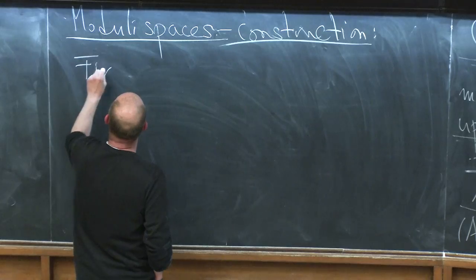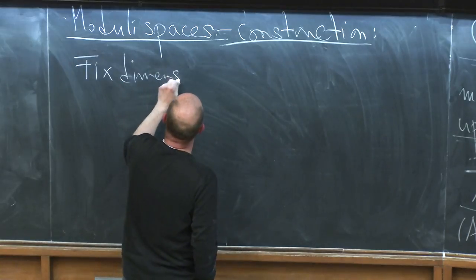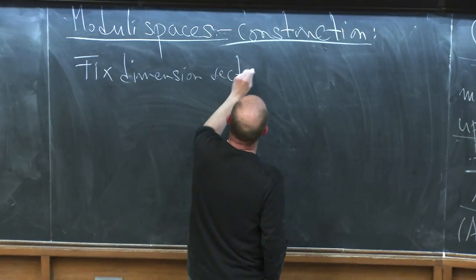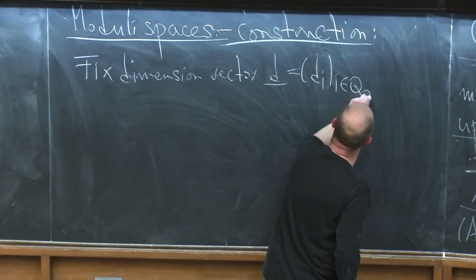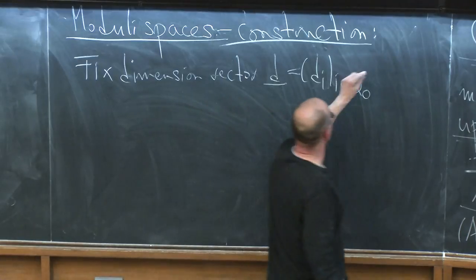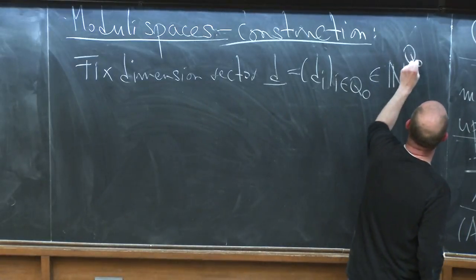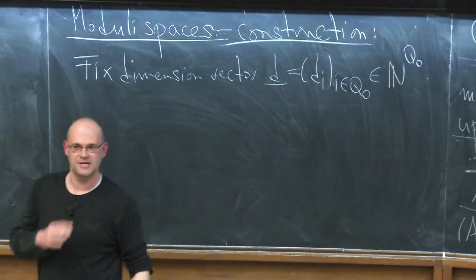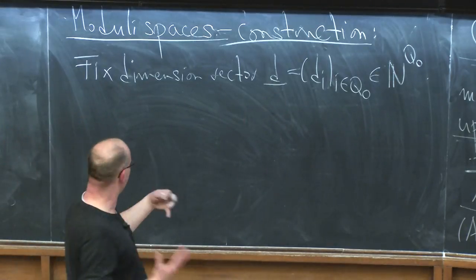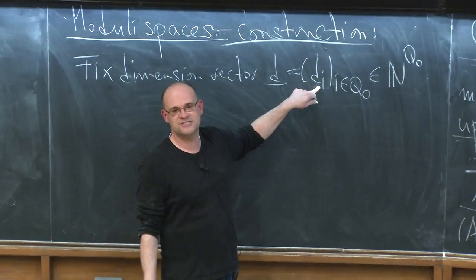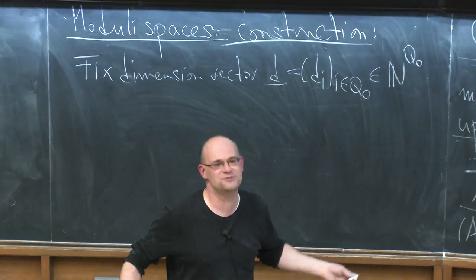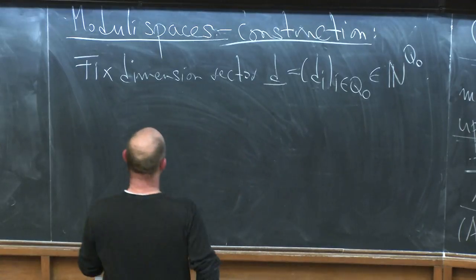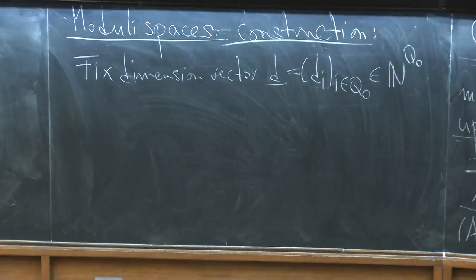So fix a dimension vector D consisting of, well, a dimension di for every vertex. So this is a Q0 tuple of non-negative integers. So now the vector spaces are fixed. We have vector spaces Vi of dimension di, and modulo choice of a basis, we can assume them to be just C to the di. Yeah? Okay. So now the only remaining datum for a quiver representation is all these linear maps.